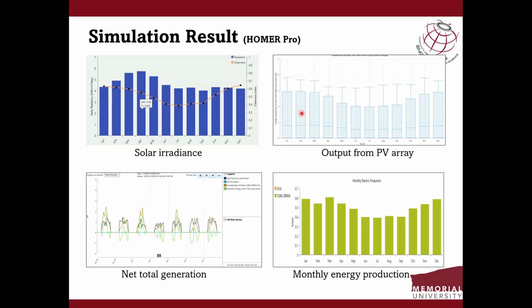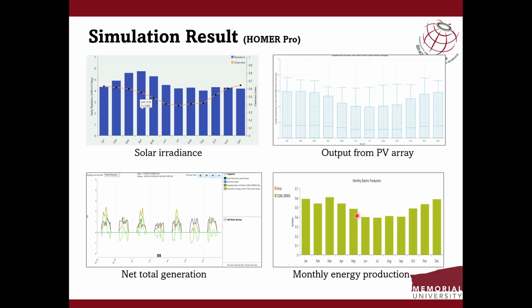And the second picture contains the output from our PV array. It's output in kilowatts from the whole PV array, I mean from our system. And the bottom left picture contains the net total generation from our grid purchase, the solar PV panel, and then the battery system. All are integrated in the same graph. And the bottom right, the last picture, contains the monthly electricity production from that system.